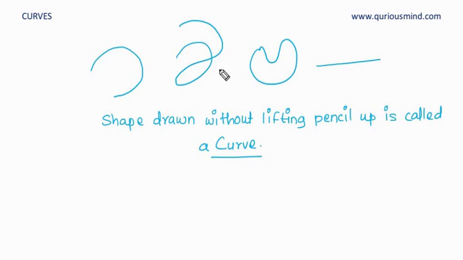Now, these curves can be classified. For example, here you see the curve is crossing itself at this point. Whereas this curve is not crossing itself. This curve also is not crossing, though it meets, it closes. So based on these, we have different types of curves. For example, a simple curve. A curve that does not cross itself is called a simple curve.